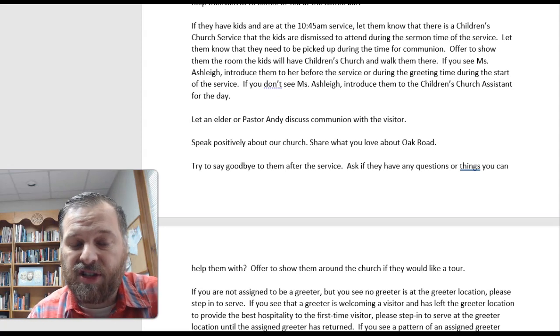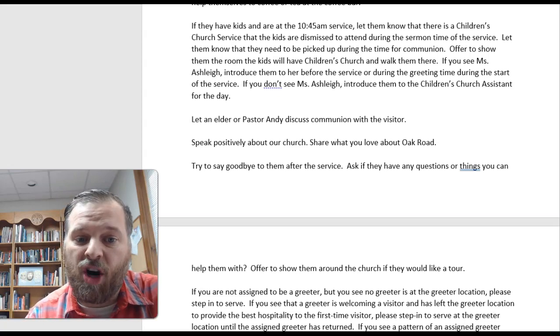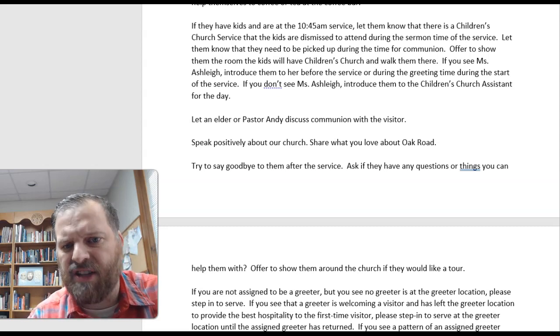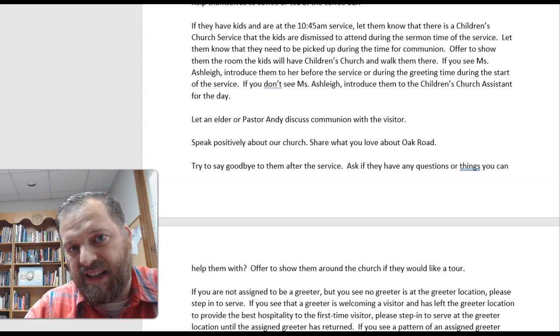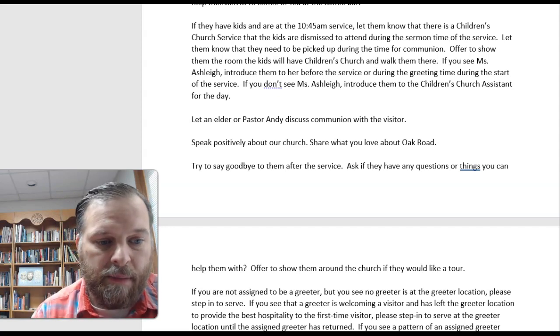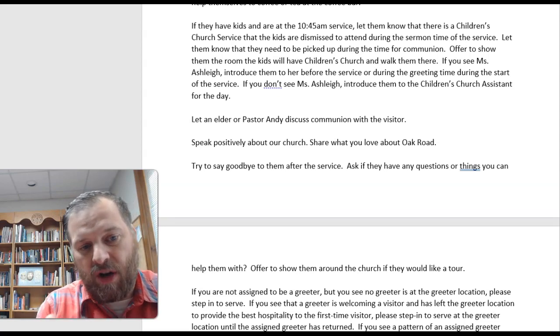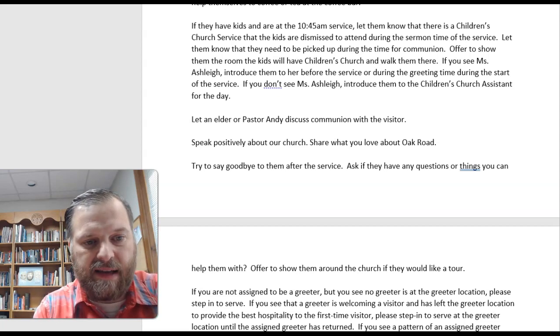If you see Miss Ashley, for our church, Miss Ashley, that leads that time, introduce them to her before the service or during the greeting time. If you don't see Miss Ashley, introduce them to the children's church assistant for the day. And all the assistants are listed in our bulletin who is serving that day. So make sure, if you're a greeter, orient yourself with that bulletin that lists who the children's church assistant is, who the elder for the day is.